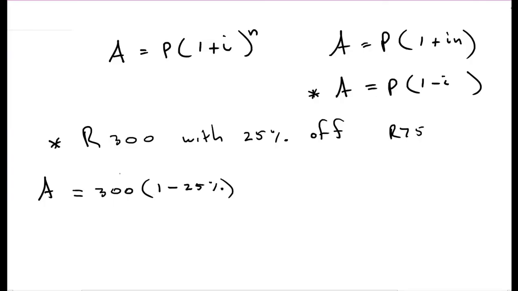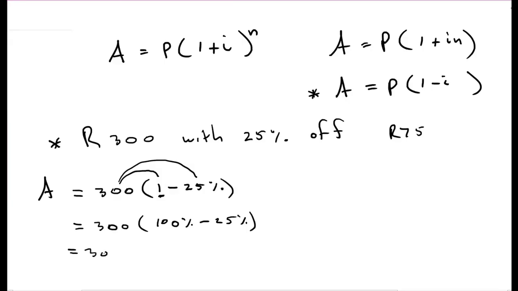Okay? Now again, let's analyze this. This is 300 Rand minus a quarter of it. Fantastic. Now remember earlier I told you that this one is actually 100%. So in other words, this is the same thing as saying 300 with 100% minus 25%, which is now going to be 300, I know this is a long way around, times 75%. Why? And that's going to equal 225.